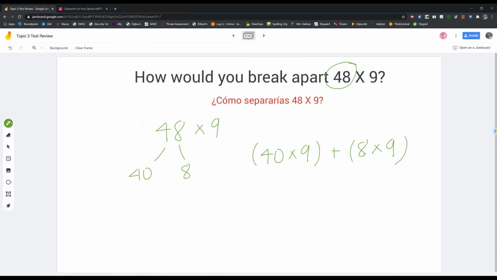Why did I get 40 and 8? Because 48 has 4 tens, which is equal to 40, and it has 8 ones, which is equal to 8. And then we share it with the outside number, which is 9.